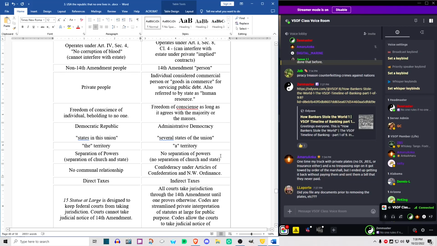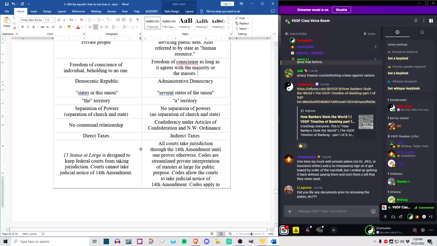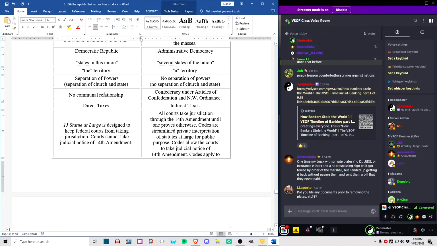And literally, on this side, the president of the corporation rules basically as a dictator, which you're clearly seeing more and more of with Biden's insanity. This side, there's no communal relationship. This side, Confederacy under Articles of Confederation and Northwest Ordinance.